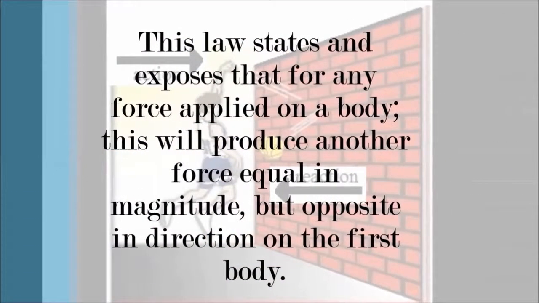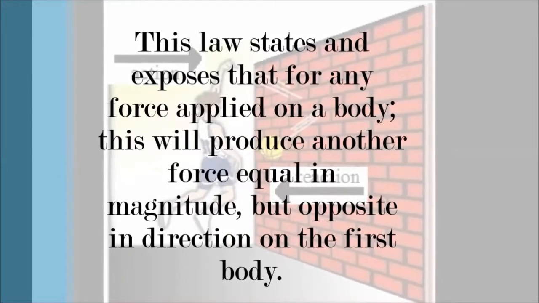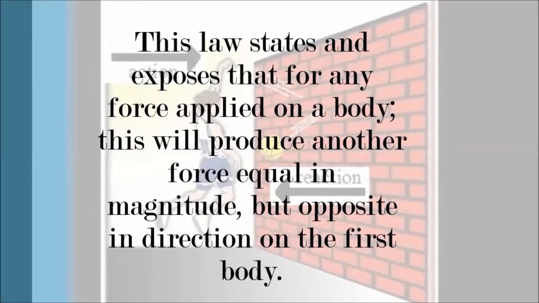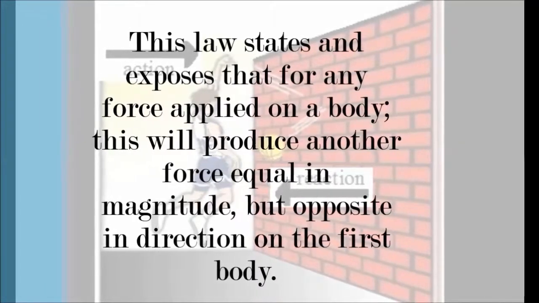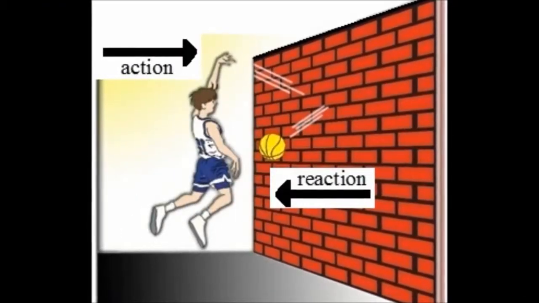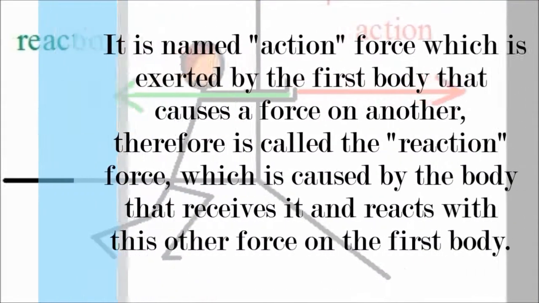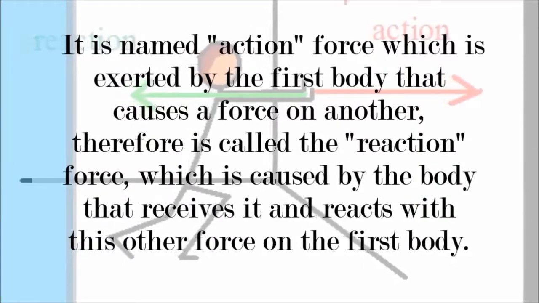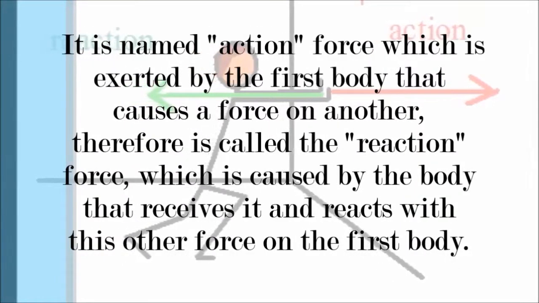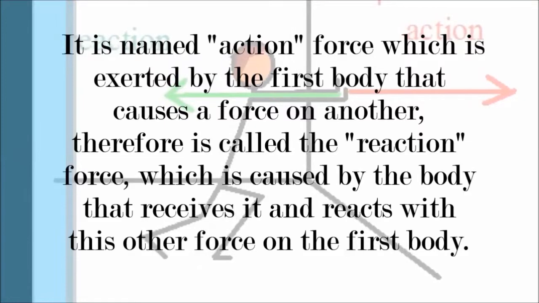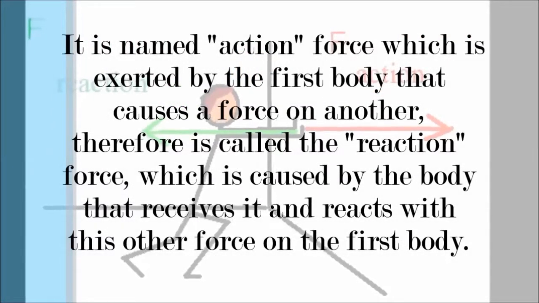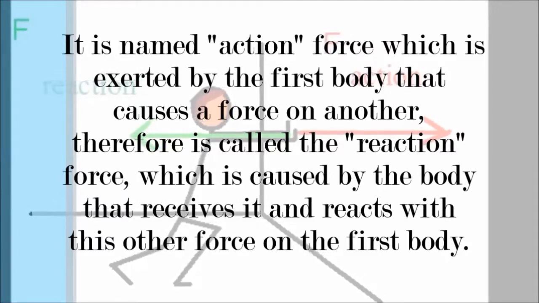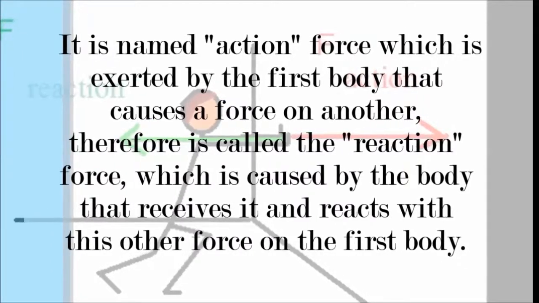This law states that for any force applied on a body, this will produce another force equal in magnitude but opposite in direction on the first body. It is named the action force, which is exerted by the first body that causes a force on another. Therefore, the reaction force is caused by the body that receives it and reacts with this other force on the first body.